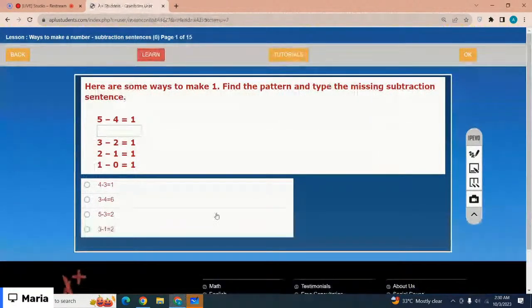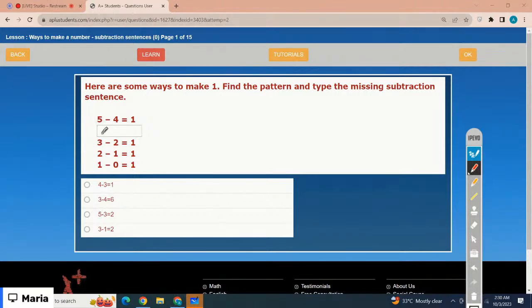Okay, here are some ways to make one, right? Find the pattern and type the missing subtraction sentences. So there are some ways that make one, right? Let's just see how do we find the missing number. Just look at the first numbers. 5, missing number, 3, 2, 1. Just look at the pattern. Each number is 1 less than the number above it. You can see 3 minus 1 is 2, 2 minus 1 is 1. That means the numbers are decreasing by 1, right? So the missing number would be 5 minus 1. That would be 4.